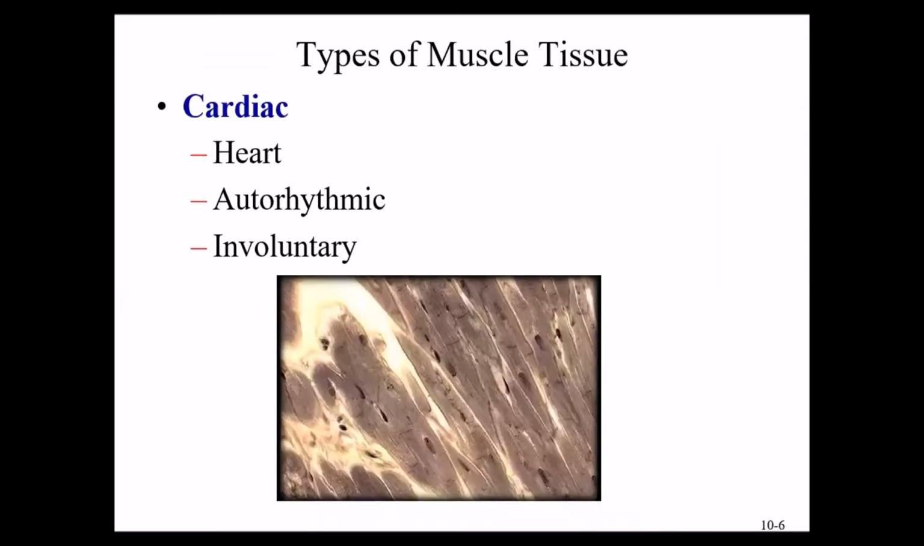Then the last type of muscle tissue is cardiac muscle. And of course, this is only found in the heart. It is autorhythmic. That just means it regulates itself. It regulates its own action potentials and rhythm. And it, of course, is involuntary.